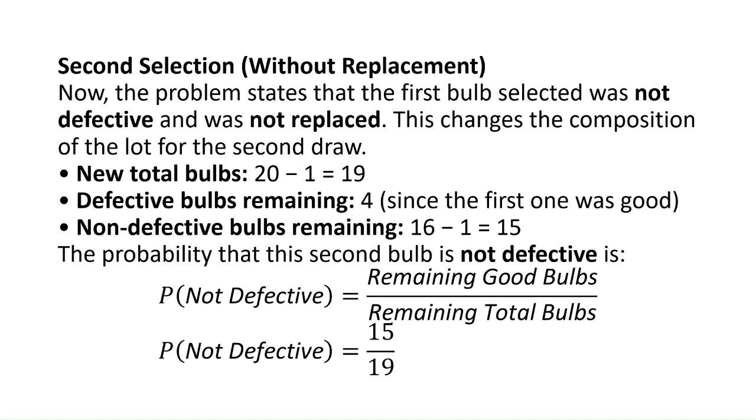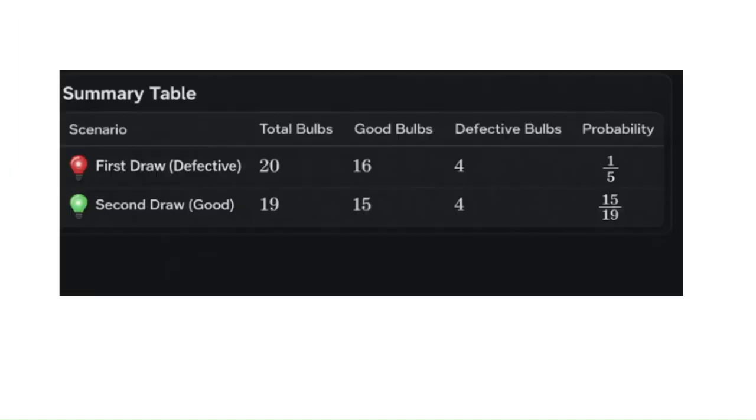So in a lot of 20 bulbs where 16 are good bulbs and 4 are defective bulbs, the probability of getting a defective bulb in the first draw will be equal to 4 by 20 or 1 by 5. In the second draw, when a good bulb is picked up first and not replaced, the probability of getting a good bulb or a non-defective bulb will be equal to 15 by 19. I hope it is very easy.